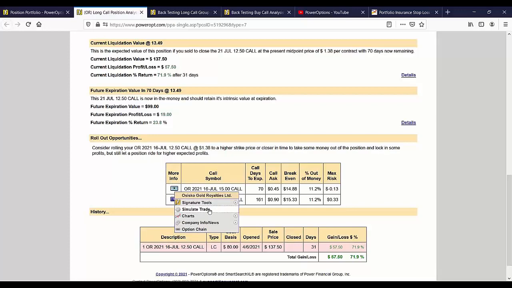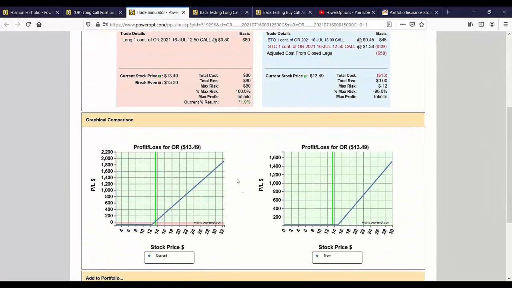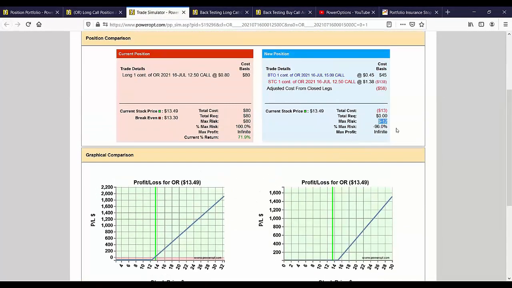When you see a rollout opportunity, it's always great to evaluate, simulate the trade. Okay? So we could roll this up to the 15 strike. We're locking in $12, $13 of profit. We're taking that into our pockets right now. Still have the potential for OR to continue to go up and increase that return. Okay. However, I'm missing the other $46 of profit if I just closed it right now.